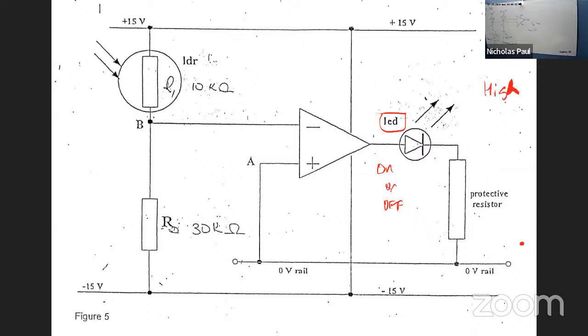So my question is, use these values here. Use all your values and determine if the LED is on or off. It is on if the output is high, which is positive.